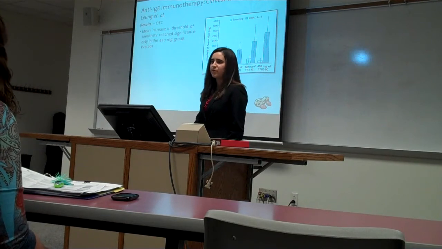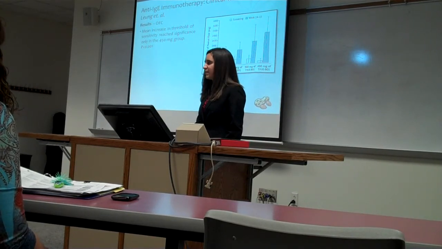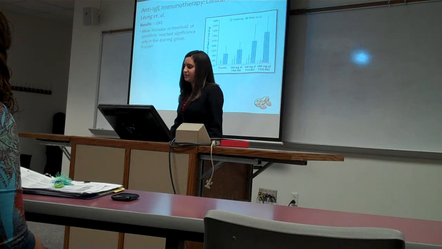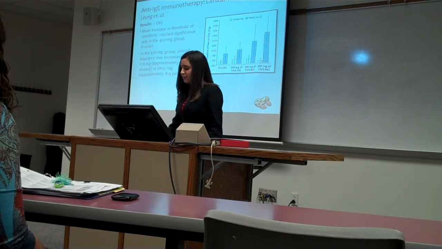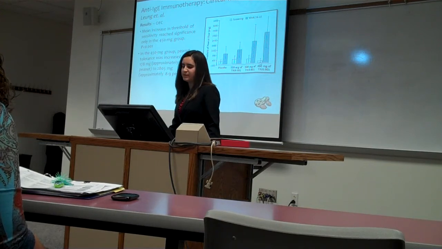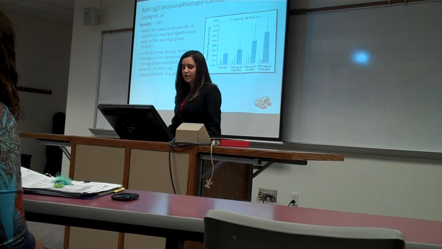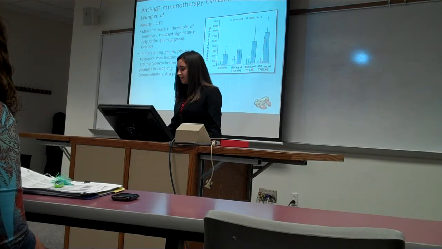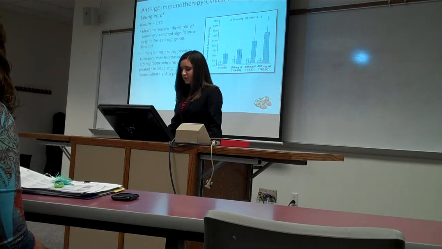Mean increase in threshold sensitivity reached significance only in the 450 milligram group. This p-value was less than 0.001. In this group over here, we saw that tolerance increased from 178 milligrams, so approximately half a peanut, to 2,805 milligrams, so approximately 8 to 9 peanuts. This was the only one that showed a significant change.